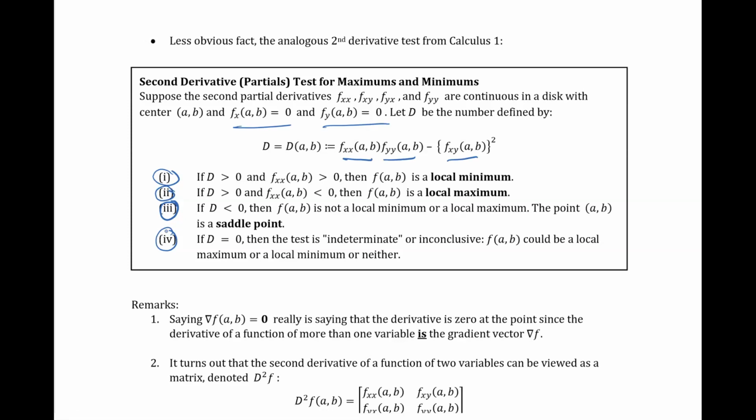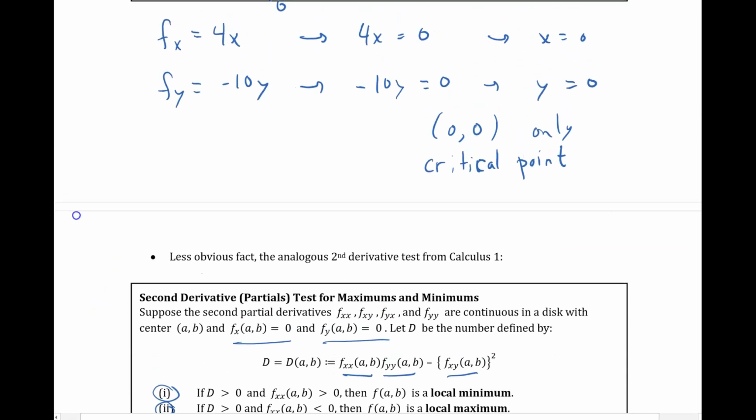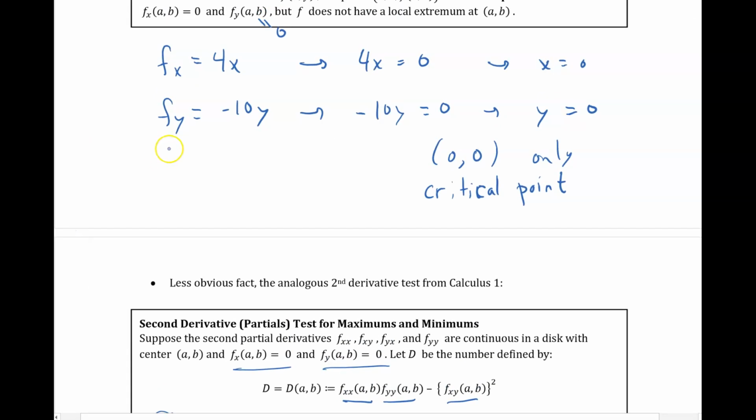All right, let's go back to the previous example, and let's just illustrate how to apply that second partials test. We'll have some other examples in other videos. So going back to this example, what will we need to look at here? Well, we know the only critical point is at (0, 0). If we take the second partial derivative with respect to x, we get 4. If we take the second partial with respect to y, we get negative 10. If we take the mixed partial derivative in either order, with respect to x then y, we get 0. If we do it the other way, with respect to y then x, we also get 0.